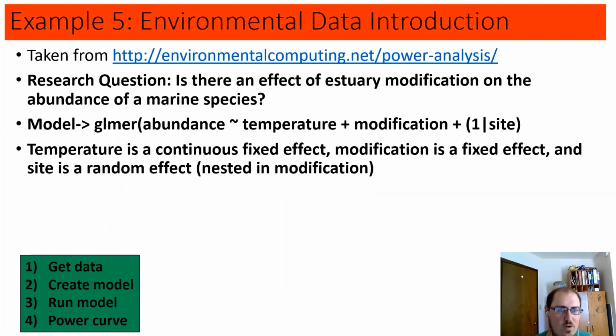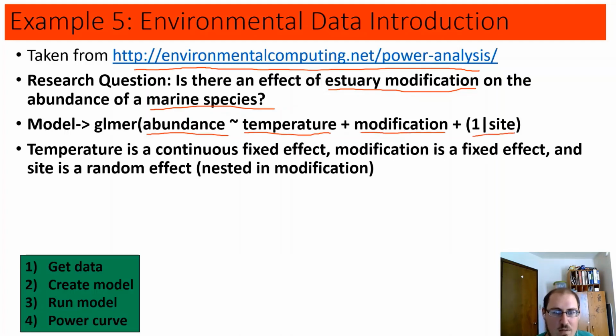Okay, we are on to our final example. This is actually environmental data taken from this example here. So the research question they propose is, is there an effect of estuary modification on the abundance of a marine species? So their model is going to be abundance as a function of temperature and modification and site.